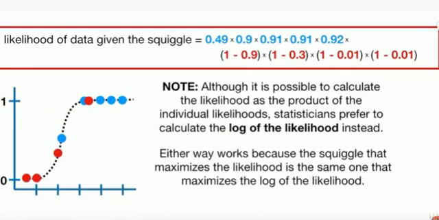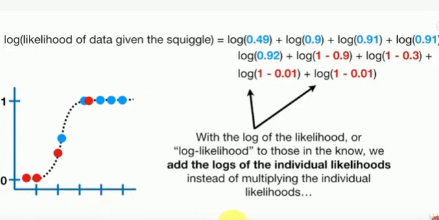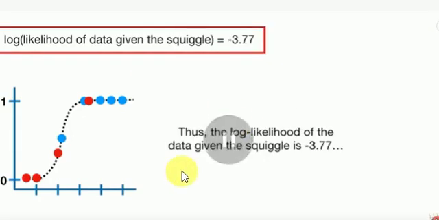The total likelihood would be the product of all the likelihoods of all the data points. But most mathematicians prefer the log of likelihood. So I just apply logs to all the values.